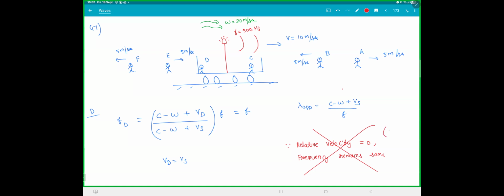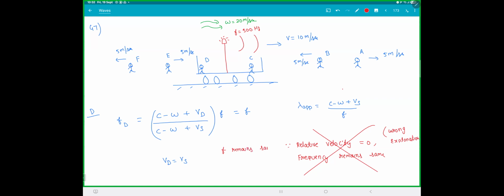Are you clear with this? This is a completely wrong explanation. But most people think since there's no relative velocity, it should be zero and so on. It doesn't work that way. If relative velocity was the reason, then even lambda should not have changed. Lambda changes, so be careful with that. F remains the same, but lambda changes.